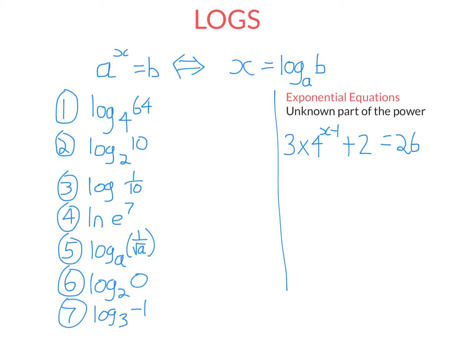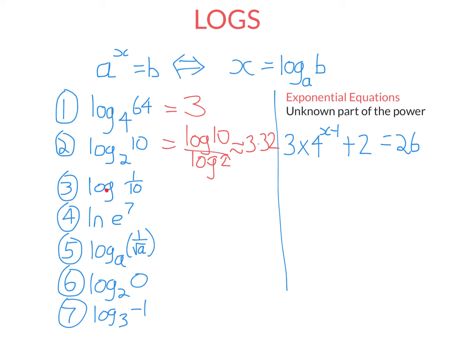So for log 4 of 64, we're saying, what do you raise 4 to get 64? And that's 3, because 4 to the power of 3 is equal to 64. For log 2 of 10, we're saying, what power do you raise 2 to get 10? Now, 10 is not a power of 2, so the answer to this is irrational. On the graphics calculator, you can put log 2 of 10 straight in. On the scientific calculators, because you can't input the base, you need to write it like this. And it's about 3.32. And that's because 2 to the power of about 3.32 equals 10.